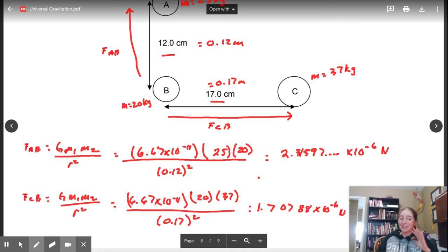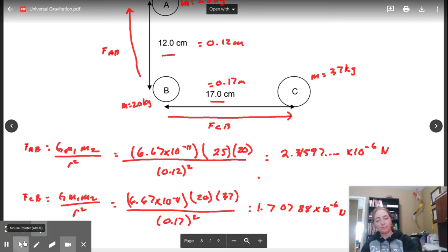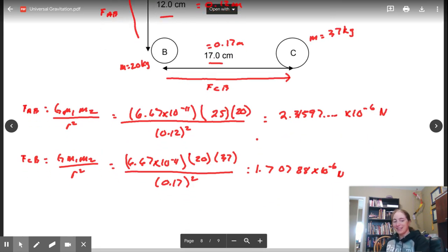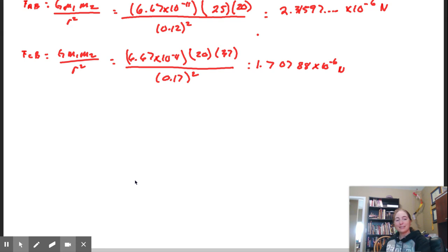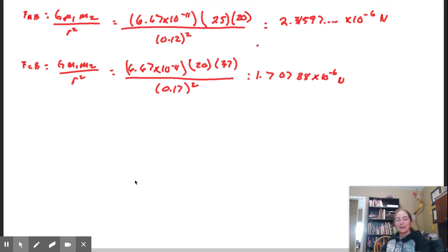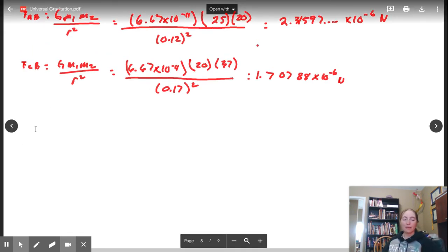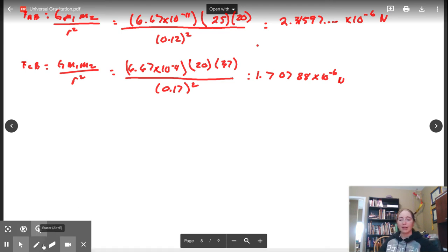So far, exactly the same as the previous question. However, our next problem is going to come in that we can't just simply add these now. You cannot simply add these. Okay, we've got one that's going up and we've got one that's going right. We need to draw our vectors tip to tail.